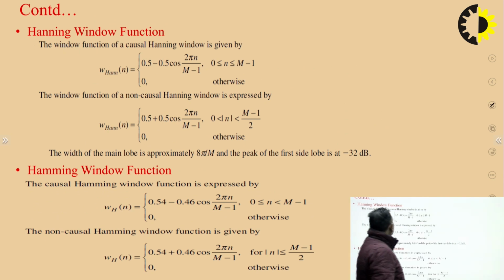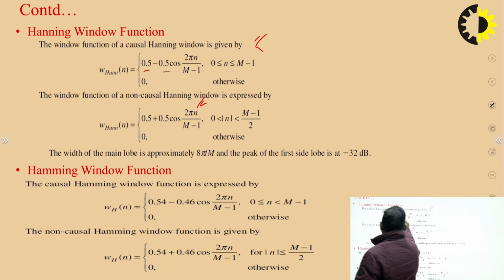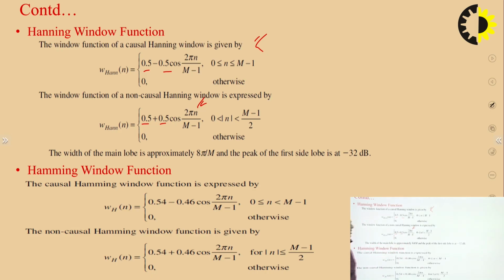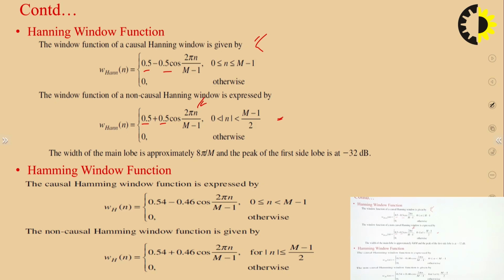Then the Hanning window function came into existence. Again, this is a causal Hanning window function, and this is the non-causal Hanning window function. You can see the coefficient values are similar, and here it is from minus (m minus 1) by 2 to (m minus 1) by 2 because it is symmetric, and it is from 0 to m minus 1. In case of the Hanning window function, the main lobe width is approximately 8 pi by m, and the first side lobe is at minus 32 dB.